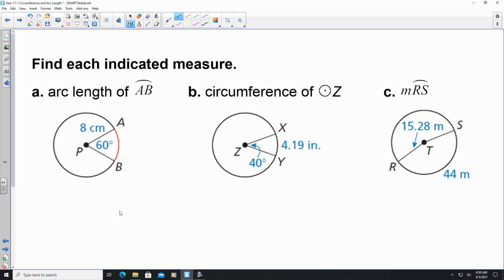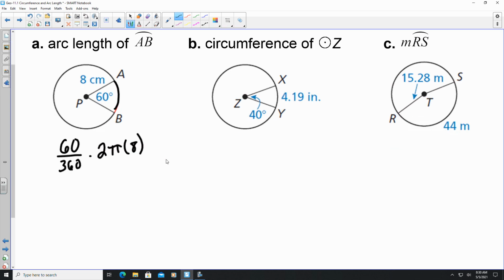For instance, here it says they want you to find the arc length of AB, which is right here. They do give you that central angle, which is 60 degrees, and they give us the radius, which is 8. To find this one, you're going to go 60 over 360, multiply it by 2 pi times 8, because that's r. Once you do all of the multiplying there, I'm going to use approximations, rounding to the nearest hundredth. It is about 8.37 centimeters.